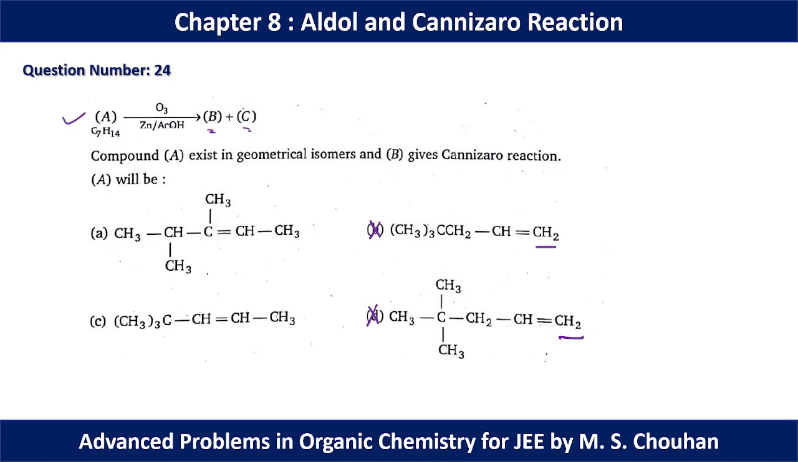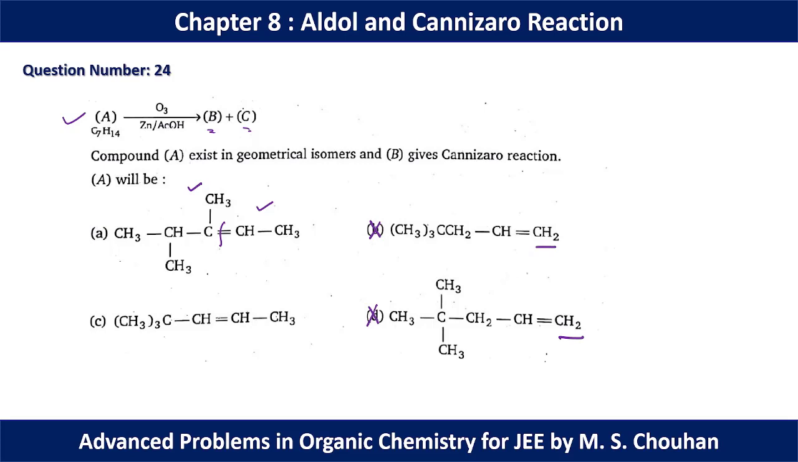Now we have 2 options, and B can give the Cannizzaro reaction. If we dissociate this C double bond C, we can have 2 keto groups; this is a ketone, this is an aldehyde, but in both the molecules we have alpha hydrogen present, so they will give aldol reaction instead of Cannizzaro reaction.